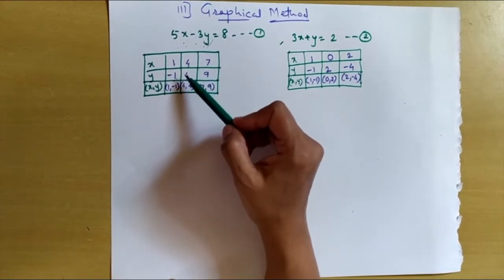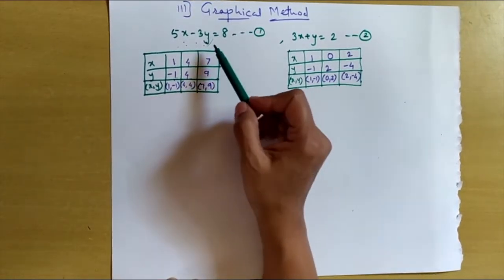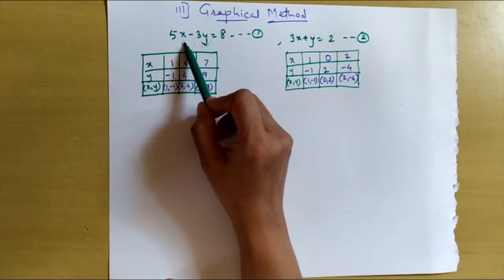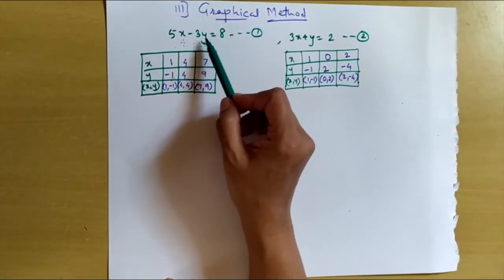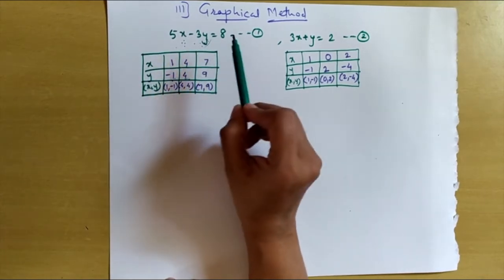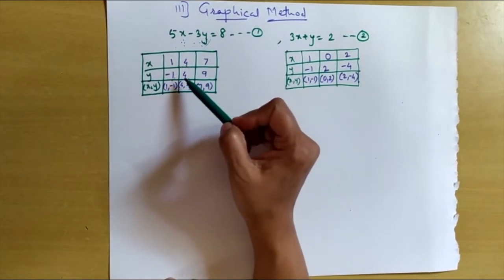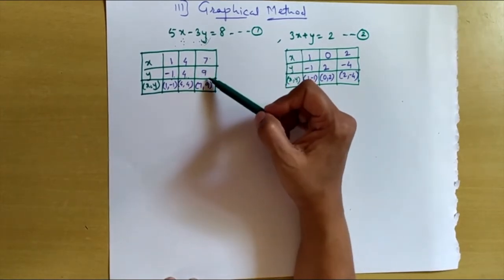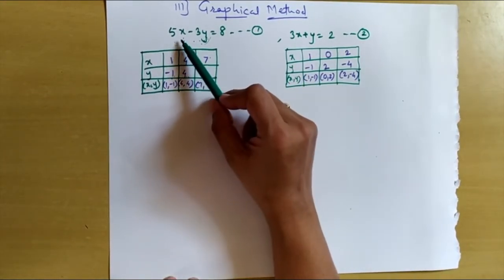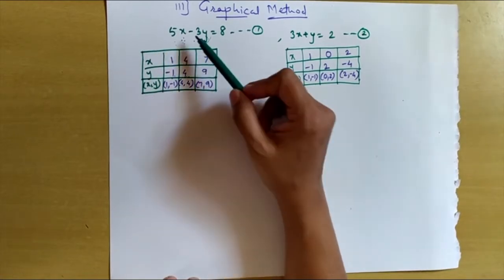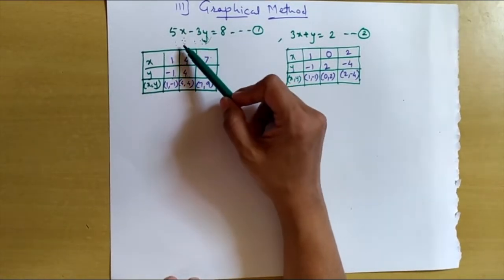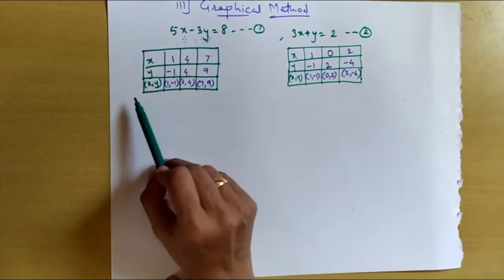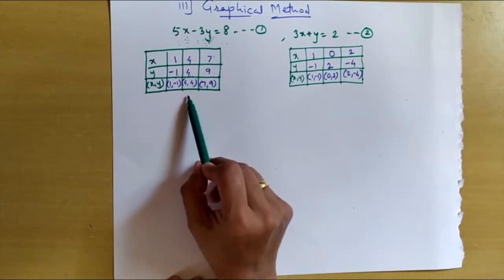Similarly, in the second case, I have selected x as 4 and y as 4. So 5 fours are 20, 3 fours are 12. 20 minus 12 equal to 8. So these values are correct. Then I have selected x as 7 and y as 9. 5 into 7, 35. 3 into 9, 27. 35 minus 27 comes out to be 8. So now the first table for the first equation is complete.